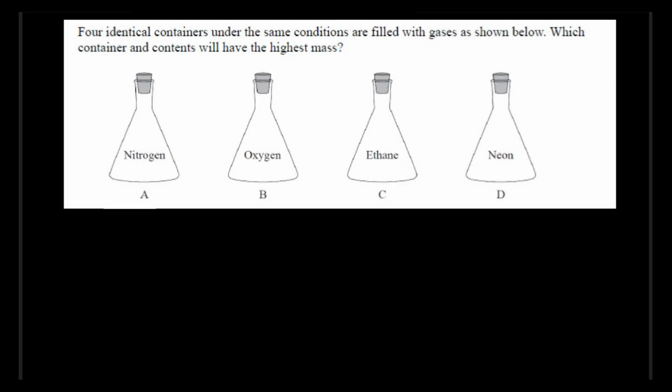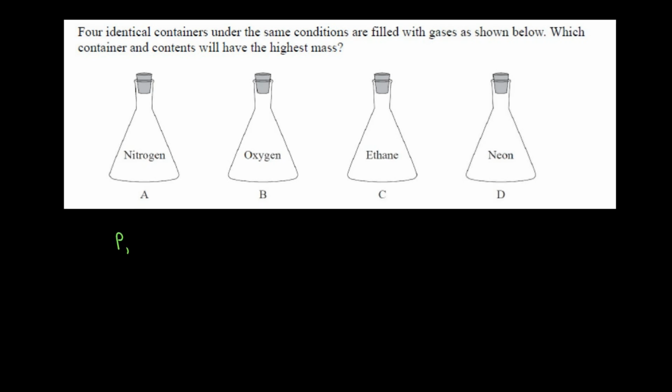Okay, so the question is, four identical containers under the same conditions are filled with gases as shown below. Which container and contents will have the highest mass? Same conditions means the same pressure and temperature, and since all four flasks are of the same volume, we have the same volume as well. Now we know the ideal gas equation, PV equals nRT, right? My pressure is constant, temperature is constant, volume is constant, and of course R is constant. So only n is left.